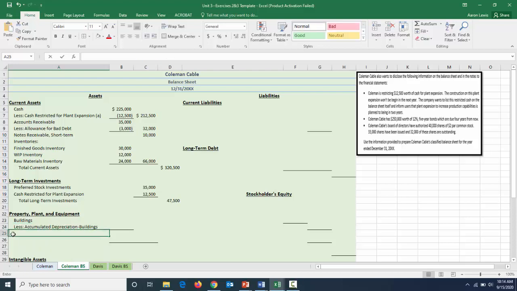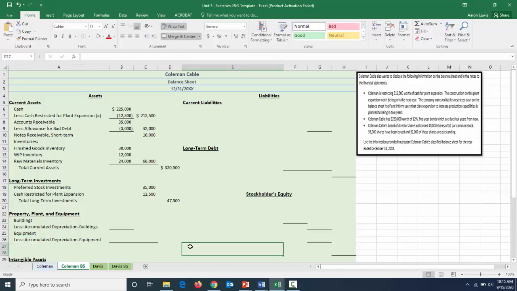Our other plant asset was our equipment, and we have to disclose its contra account, which is going to be the accumulated depreciation of that equipment. So let's put in accumulated depreciation of equipment. So now we got to throw in our values. Let's go and look and see what we got on our information.